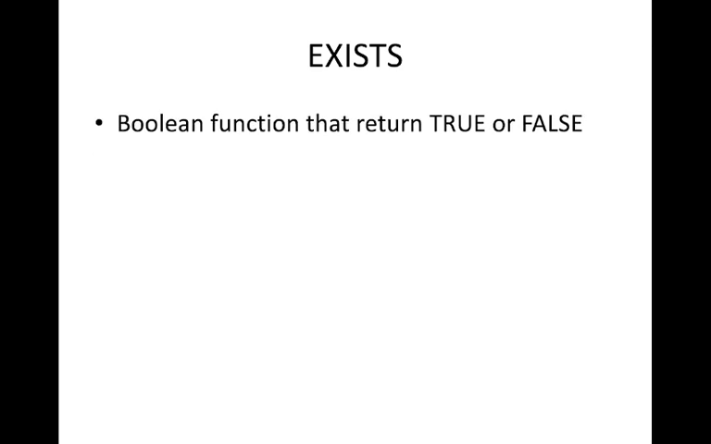So another example is EXISTS. EXISTS is a Boolean function that returns true or false. This is another function in SQL. EXISTS and UNIQUE are there, but we will learn only about EXISTS. The EXISTS function is a Boolean function that returns true or false.